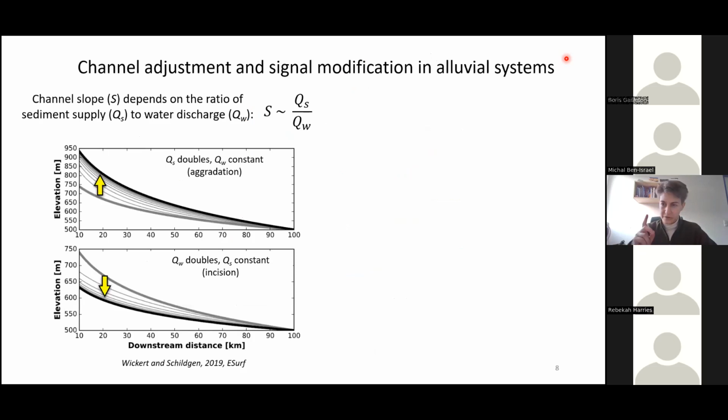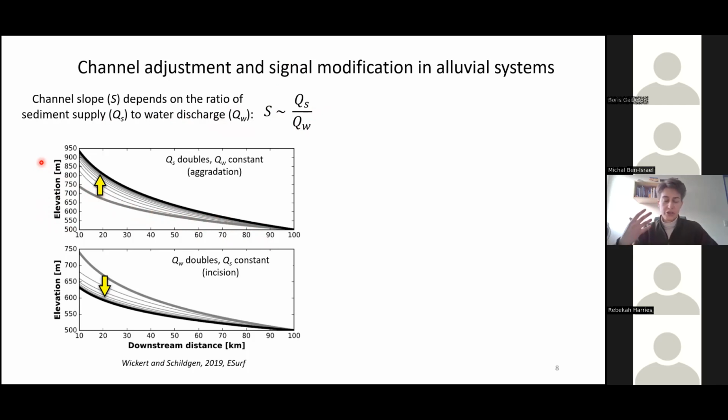And one of the most important things we need to keep in mind is that the slope of an alluvial channel tends to scale with this ratio of the sediment supply or sediment discharge, QS, divided by the water discharge, QW. And these panels on the left just illustrate this dynamic. In the panels, we're plotting elevation versus downstream distance. If we start off with a channel that's graded, that's this gray channel, and we then increase the sediment supply but hold the water discharge constant, the slope will want to increase.